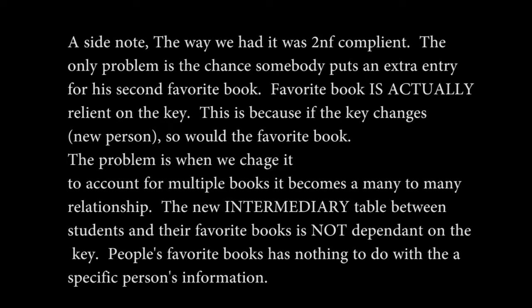And an intermediary table is not reliant on a key. You would not want to store that with the student information, because if you had a table of students' favorite books, that has nothing to do with a specific student's information. So I hope that helped clear things up. And the way I have this written, where it says favorite books, it should say the book's ID, connecting it to the other table, which would be the books.